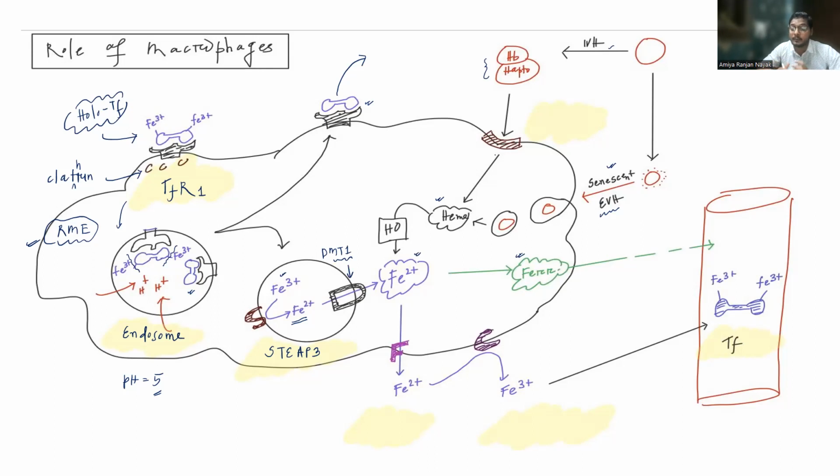Whenever there is requirement of iron, these macrophages can release iron from the ferritin, and it can supply it to various cells in the body. Okay, so macrophages act as the predominant storage form of the iron, in the form of ferritin.